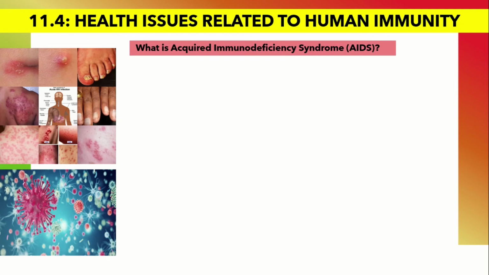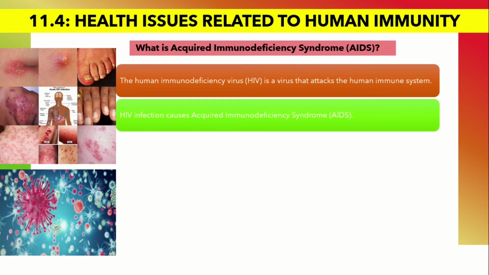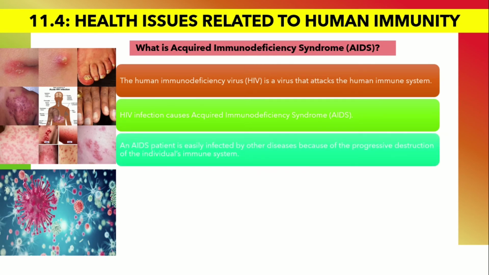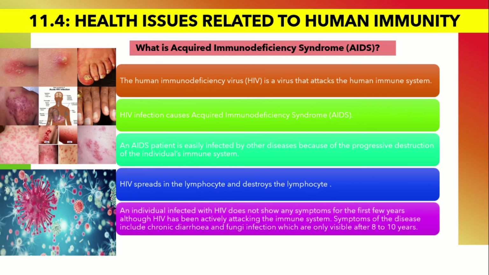What is acquired immunodeficiency syndrome, or AIDS? The human immunodeficiency virus, HIV, is a virus that attacks the human immune system. HIV infection will cause acquired immunodeficiency syndrome, or AIDS. An AIDS patient is easily infected by other diseases because of the progressive destruction of the individual's immune system. HIV spreads in the lymphocytes and destroys them.